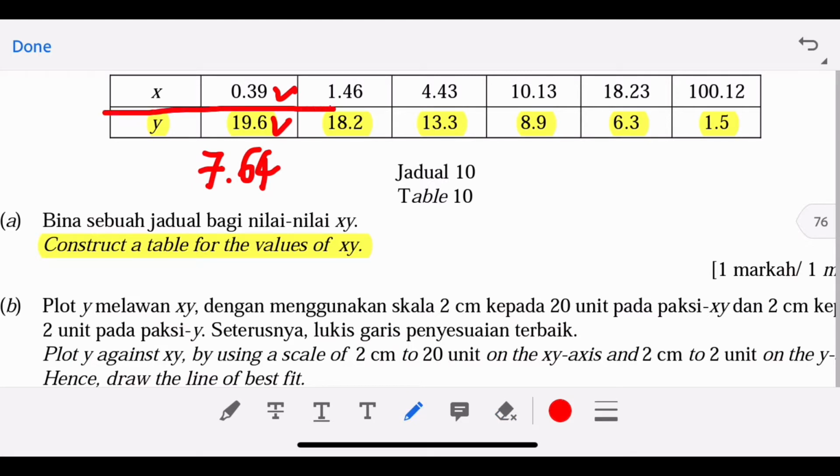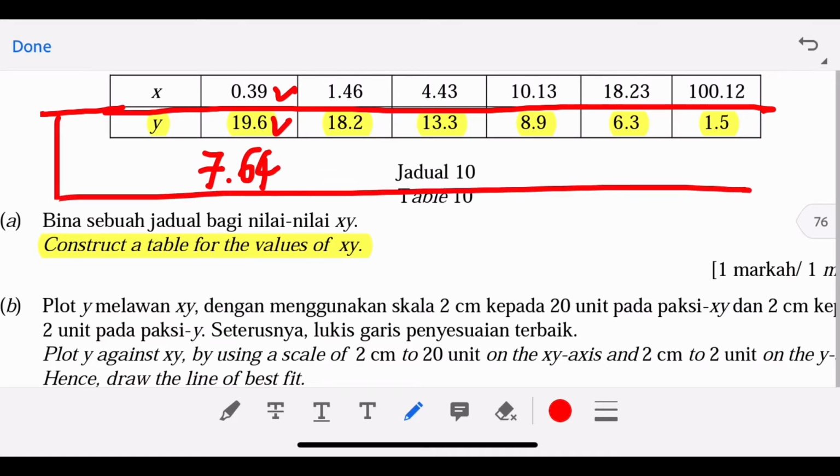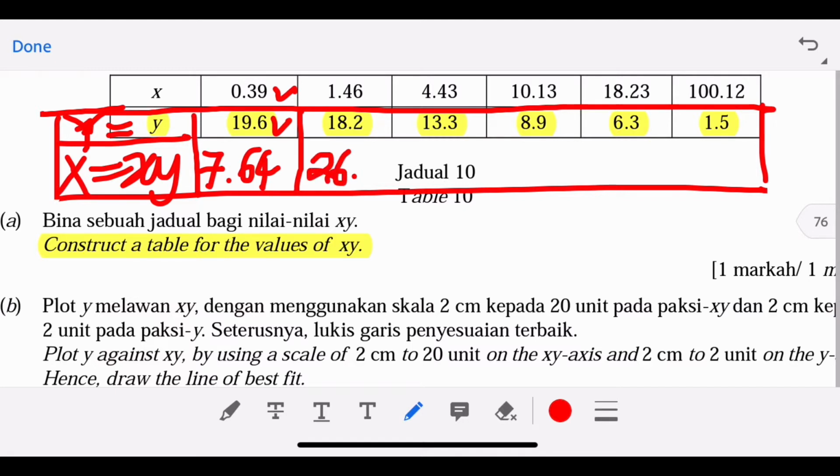This is y, and then we come out with a new column with the xy. This is big Y, and this is big X, which is xy. So we multiply one by one. This is 26.57. This one is 4.43. We multiply 13.3.